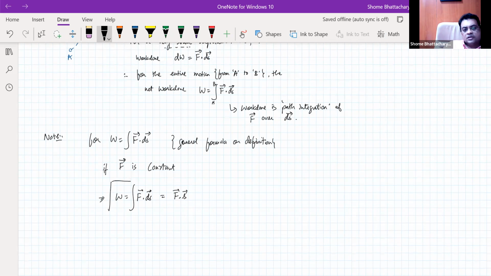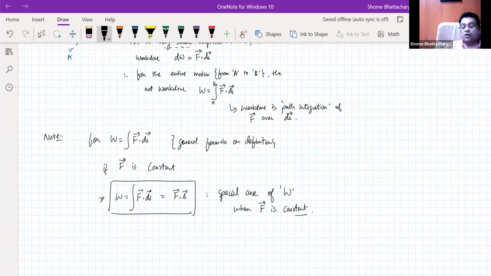So this particular case is a special case of the general definition when the force is constant. So actually the proper definition of work done is no longer that class 9-10 type of definition that we know, that it is force into displacement in the direction of force. The proper calculus definition of work done, or the proper mechanical definition of work done now, is that it is path integration of force over displacement, F dot ds integration. And that is why it reduces to F dot s if the force happens to be constant.